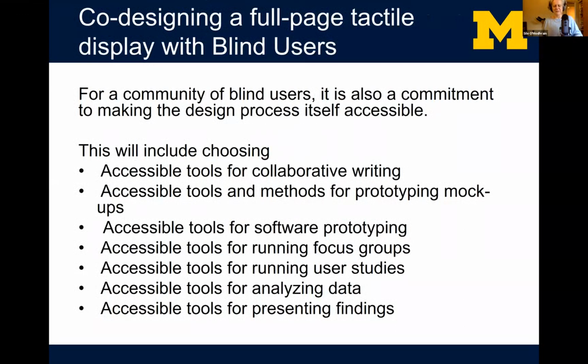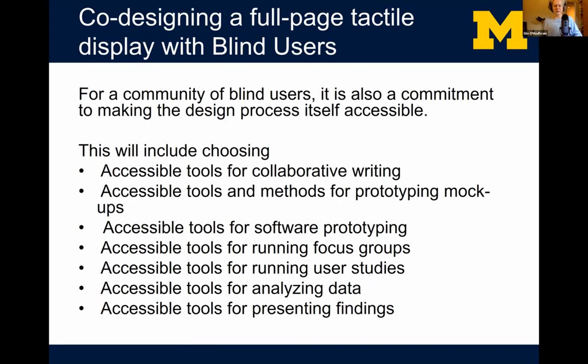So what does this mean for a community of blind users, which would be the target community in this case? So obviously, if you're hoping to design a device for blind users and you really are committed to co-design, you're going to have to think about accessibility of all stages of your process. So this means accessible tools for collaborative writing, even at the stage where you're trying to put the grants together. Accessible tools and methods for prototyping, which can be very challenging, and that means both hardware and software prototyping.